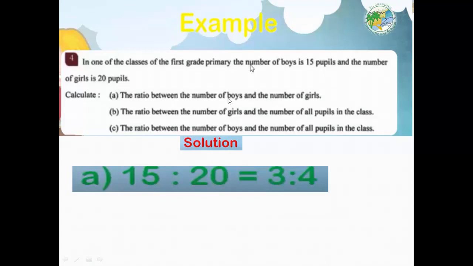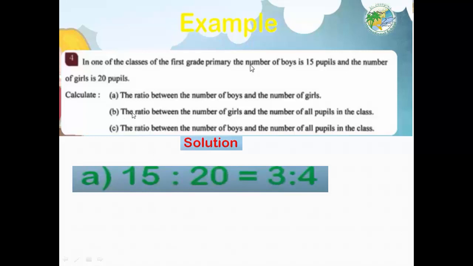Now, the first one, the ratio between the number of boys and the number of girls. The number of boys was 15 to the number of girls 20, which should be simplified. Divide by what? By 5. The highest common factor is 5. 15 divided by 5 equals 3, 20 divided by 5 equals 4.